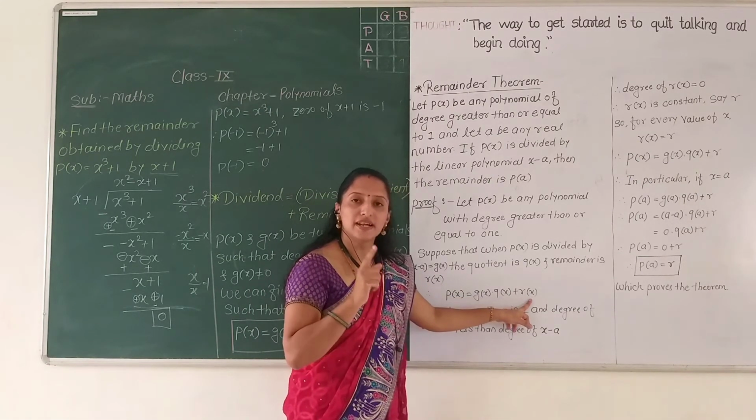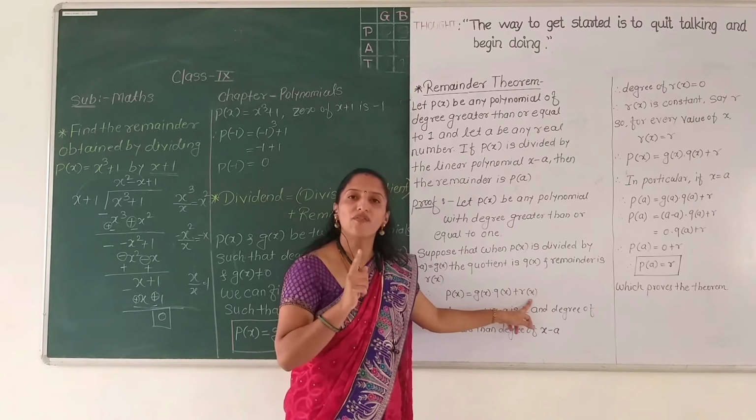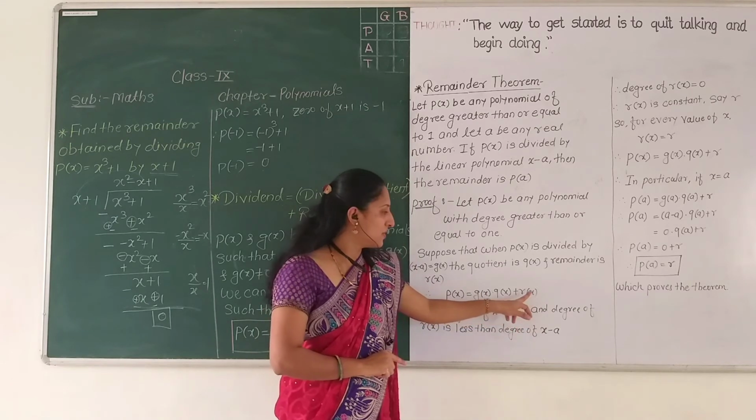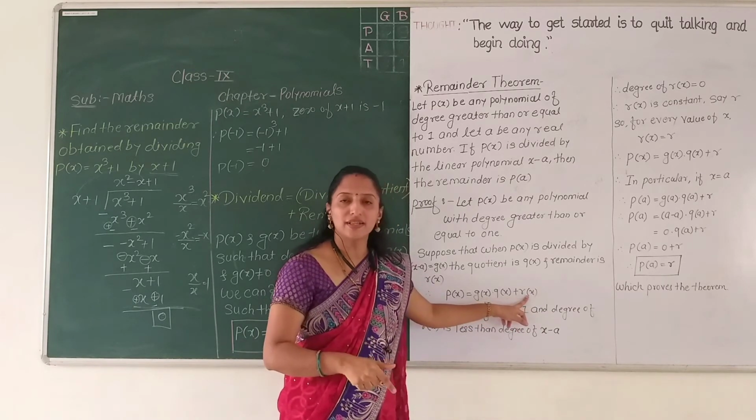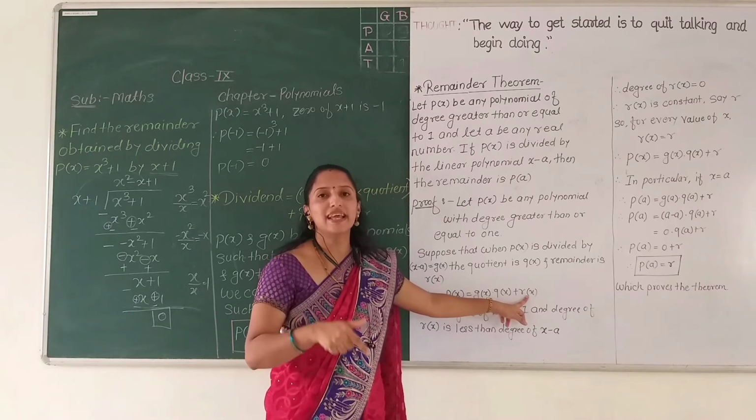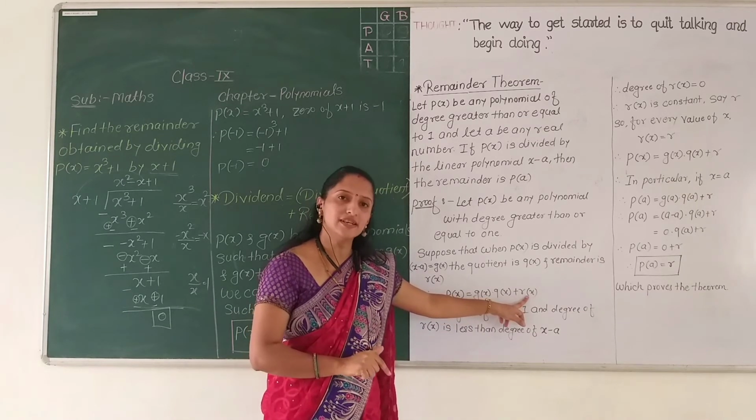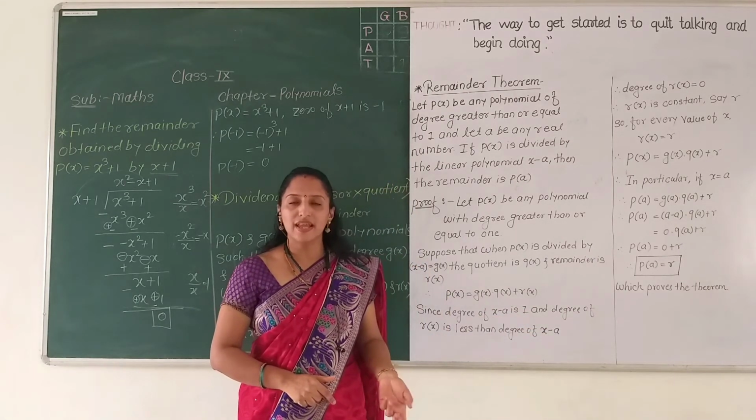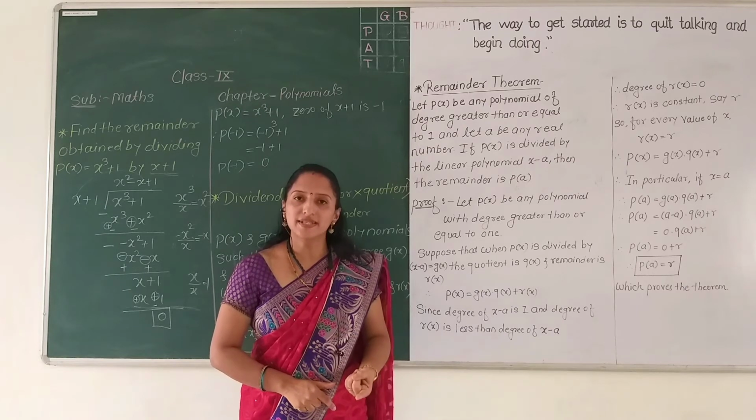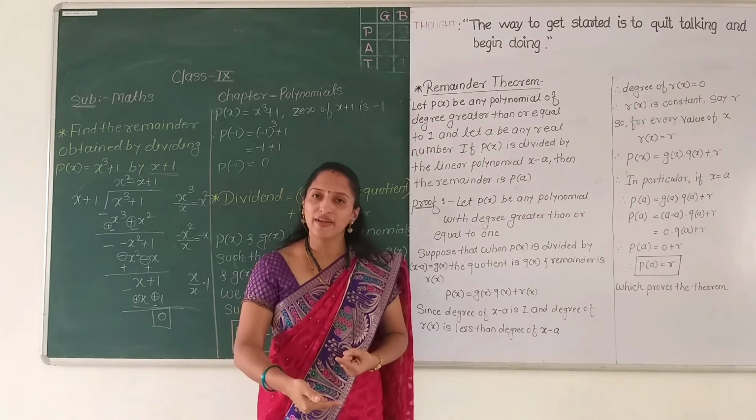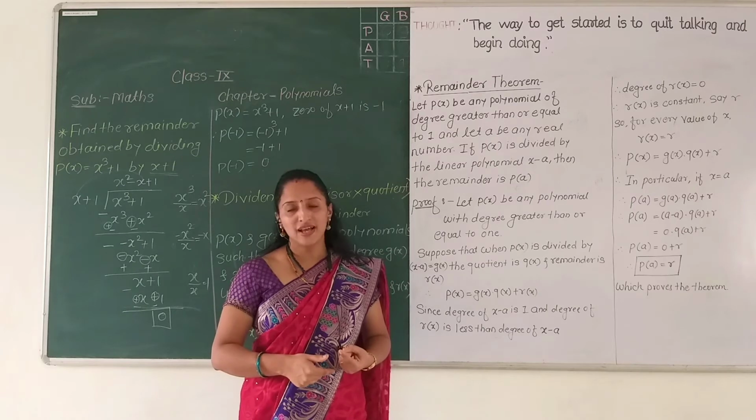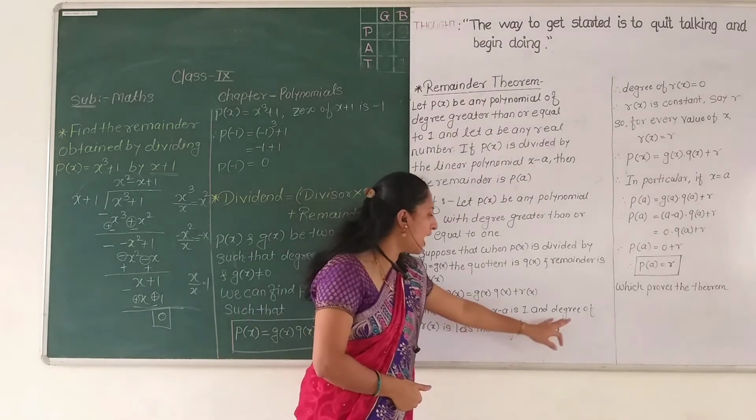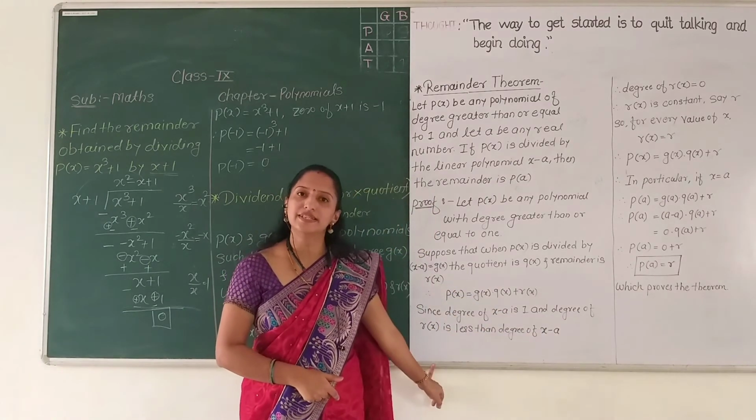r(x) is the remainder. That means degree of r(x) is less than degree of g(x). That means degree of the remainder is less than degree of the divisor. Here the divisor is x minus a. So if the degree of x minus a is 1, then obviously degree of r(x) is less than 1. Right? And degree is always a whole number. So degree of r(x) must be equal to 0.